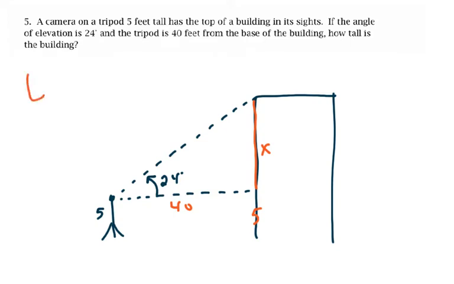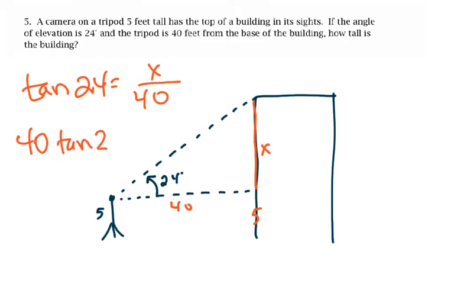So what you should do is say tangent 24 is equal to opposite over adjacent. And so 40 tangent 24. Of course, make sure you're in degrees for all of these because otherwise it won't work. You won't get the same thing. And so for this one, you get x is about equal to 17.8. And so remember to add the 5 feet. And so when you do that, you get 22.8. And so that's how tall the building is.